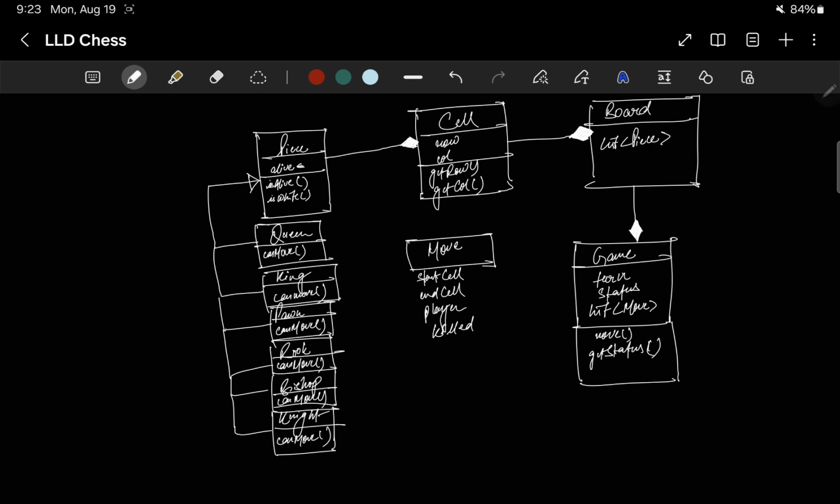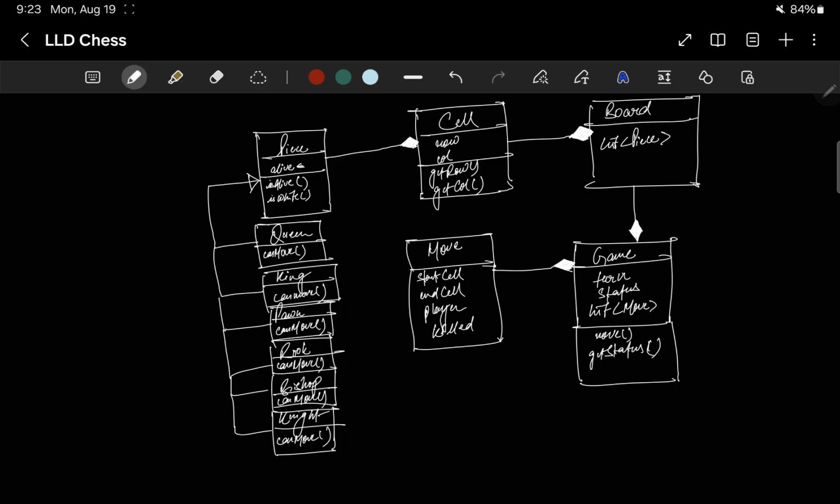Actually, then it should be small. So these things will be there in the move. And again, the move cannot be possible without the game, right? So this move will also be dependent on the game's existence. So again, there will be a composition relationship between the game and the move, right?